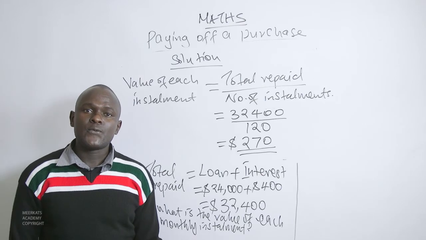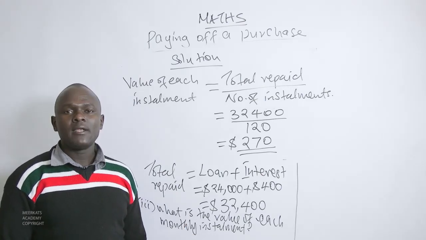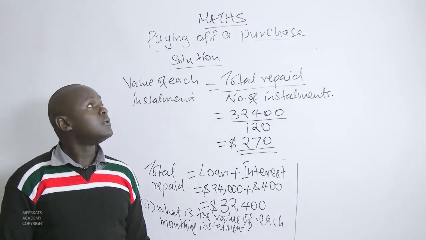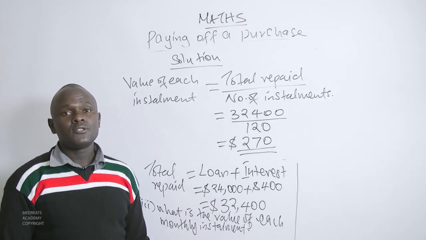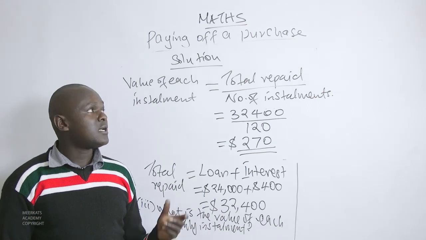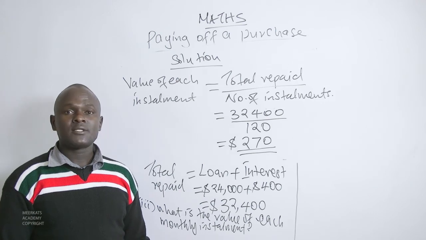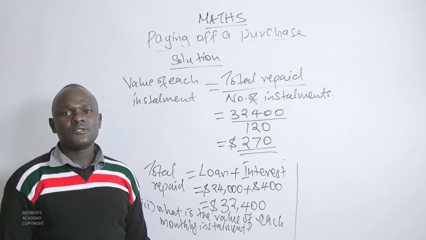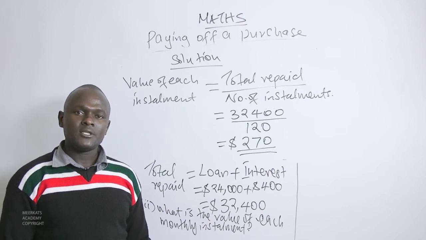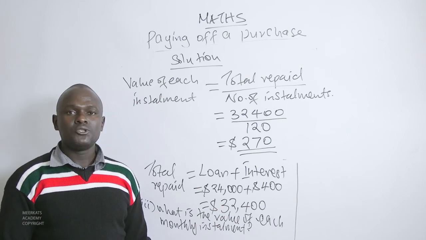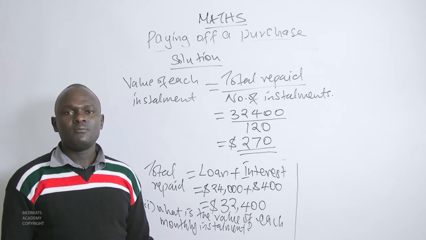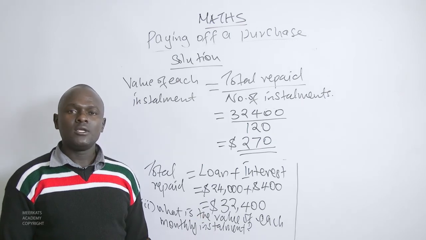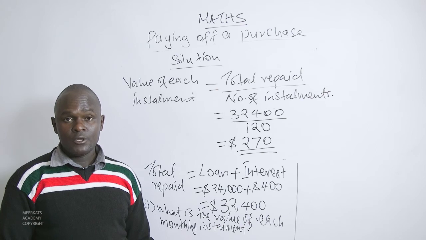So having looked at the three examples, I hope by now you are able to calculate several concepts pertaining to paying off a purchase. We started the lesson by looking at the ways in which a purchase can be paid. The first one was through cash payment, which we called instant payment or instant installment. Then the second one was the hire purchase mode of payment. In hire purchase, we categorized it into two, where the first was you make a deposit followed by regular installments. And in the second category, you only make the payments using equal installments over an agreed period of time.